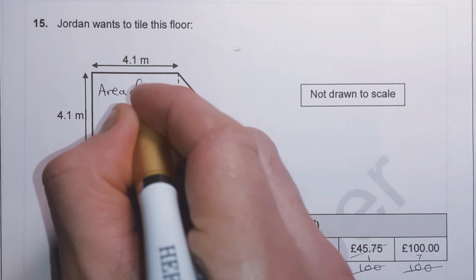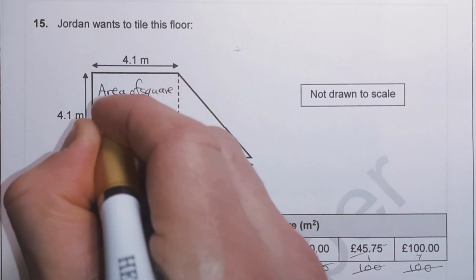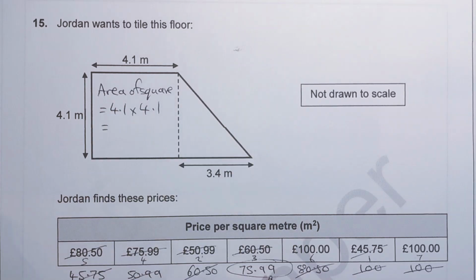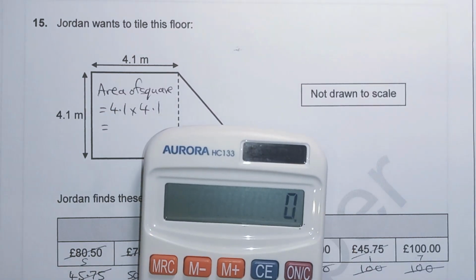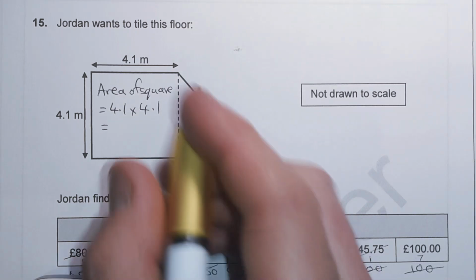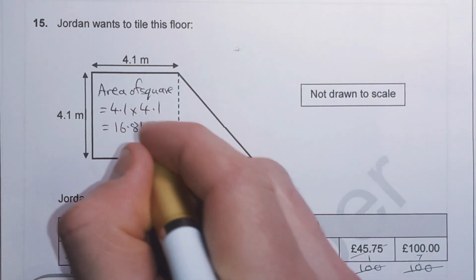So area of the square is 4.1 times 4.1. Calculator, 4.1 times 4.1 gives us 16.81 metres squared.